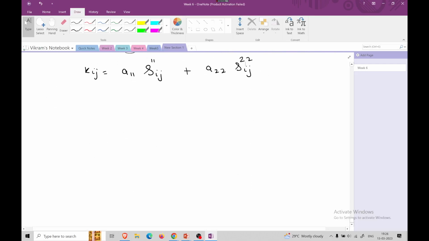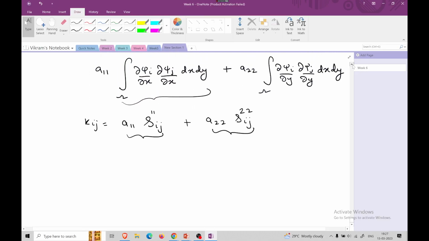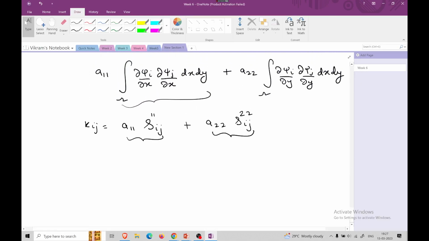So it is a sum of two matrices. So now how to find out? Till here any doubt? We have just derived the stiffness matrix. I hope you are following closely.